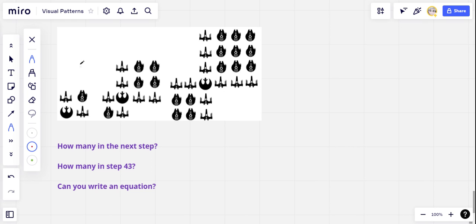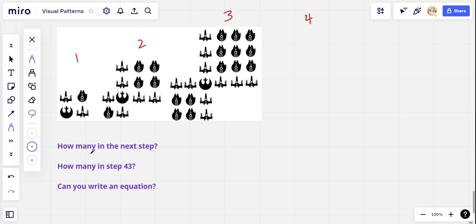Here is our pattern today. Here's step 1, here's step 2, here's step 3, and your challenge is to figure out how many of these Star Wars ships are going to appear in step number 4. If you can do that, can you figure out the number in step 43? And can you write an equation to figure out the number of Star Wars ships in any step at all? So that's the challenge. If you'd like to accept it, pause the video and give it a try.